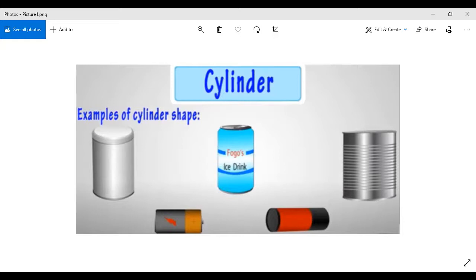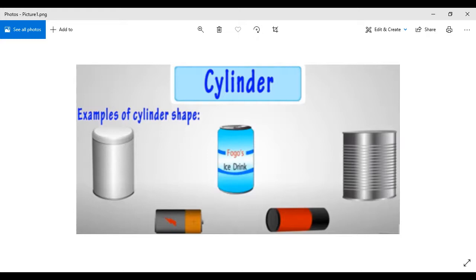Then we have a tin. This can be a fruit cocktail tin. This can be a pineapple tin. This can be an olive tin. This can be anything. Well, this tin is particularly used for storing things, right? For a longer period of time. Then we have Duracells.